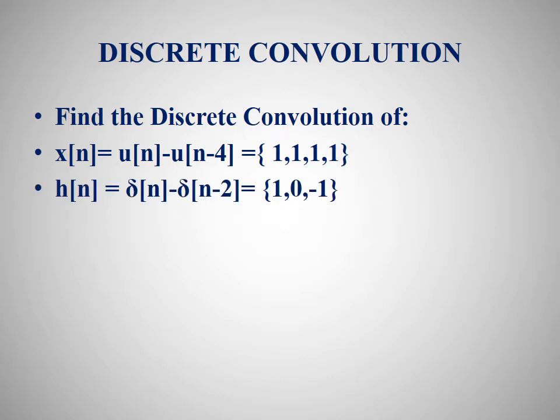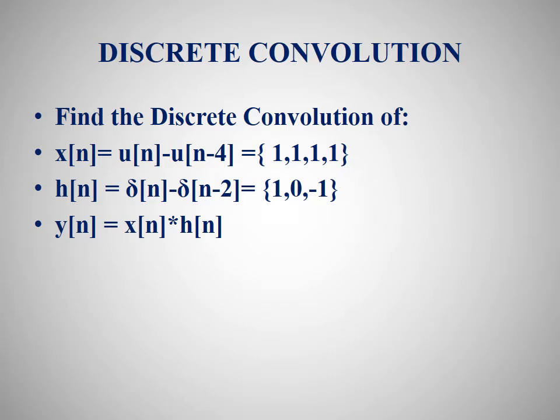The second input is h of n is going to be equal to delta n minus delta n minus 2. So here the input is going to be equal to 1, 0, minus 1, as delta n is 1 and delta n minus 2 is minus 1 and delta n minus 1 is 0.